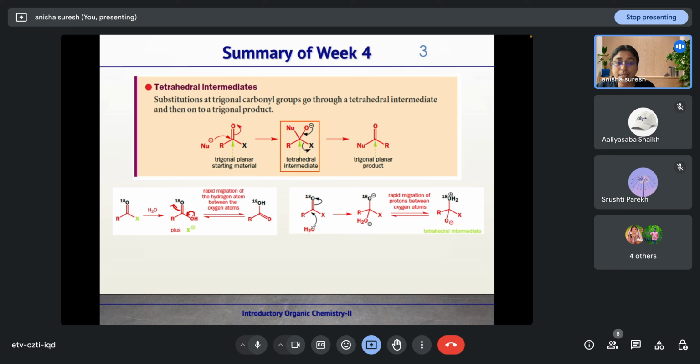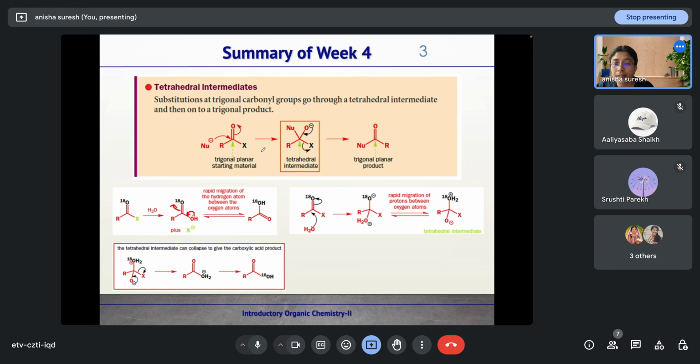The mechanism is that the water will add onto the electrophilic center of this carbonyl, and this C double bond O will break, leading to formation of this O minus. Now there can be a rapid migration of protons between these two oxygens, leading to formation of this tetrahedral intermediate. Having this tetrahedral intermediate in hand, this O minus can fall back, and the X, which is a better leaving group, can eliminate, leading to formation of this product, which upon deprotonation will give this. Here also O18 will be there. Okay, this gives the final carboxylic acid.